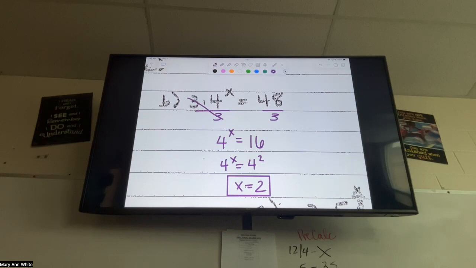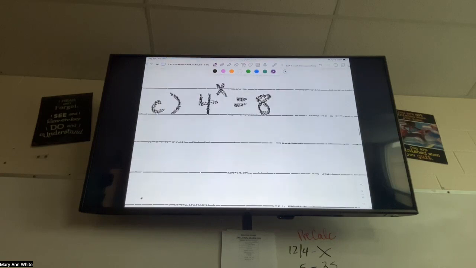Everyone doing okay so far? All right, let's look at letter 3, letter C. Now, in this case, there's no whole number that I can raise 4 to to get 8. So let's break it down so that they have the same base.